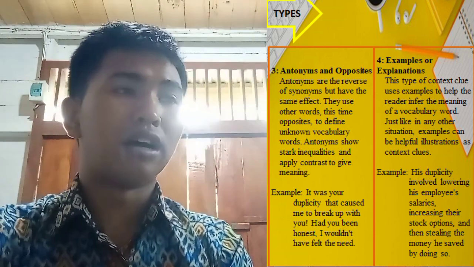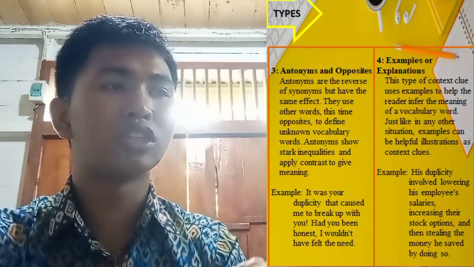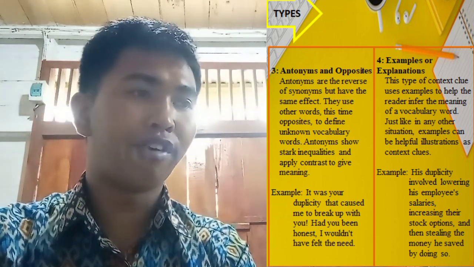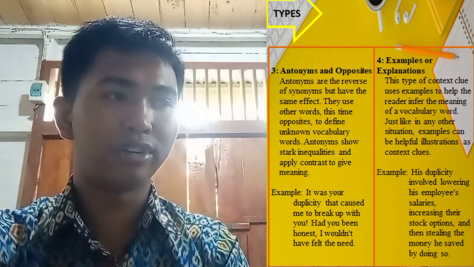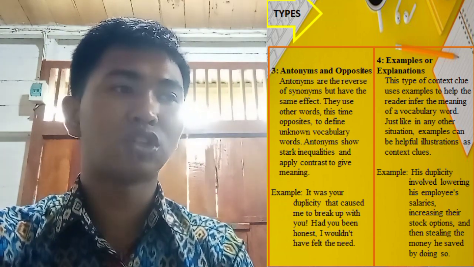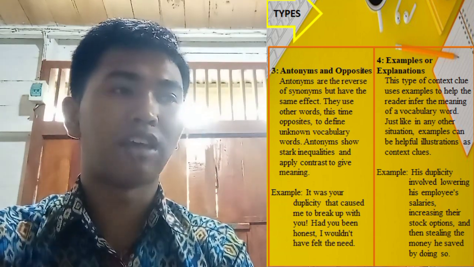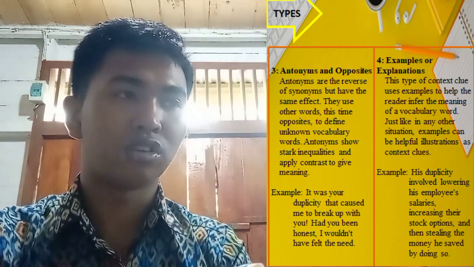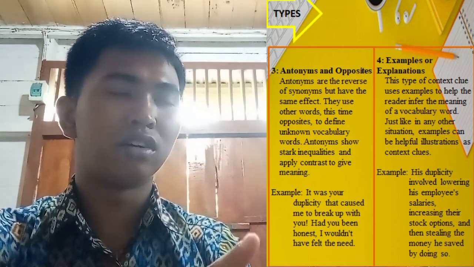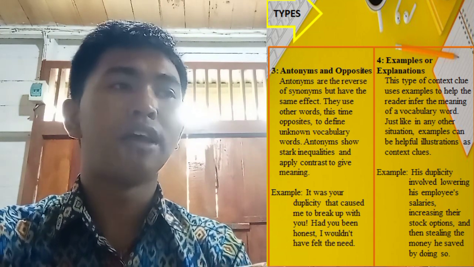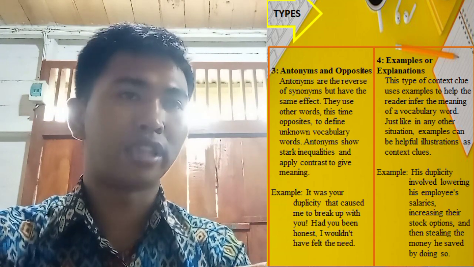For example, his duplicity involved lowering his employees' salaries, increasing their stock options, and then stealing the money he saved by doing so. So this is the example of the example or explanation type of context clue.